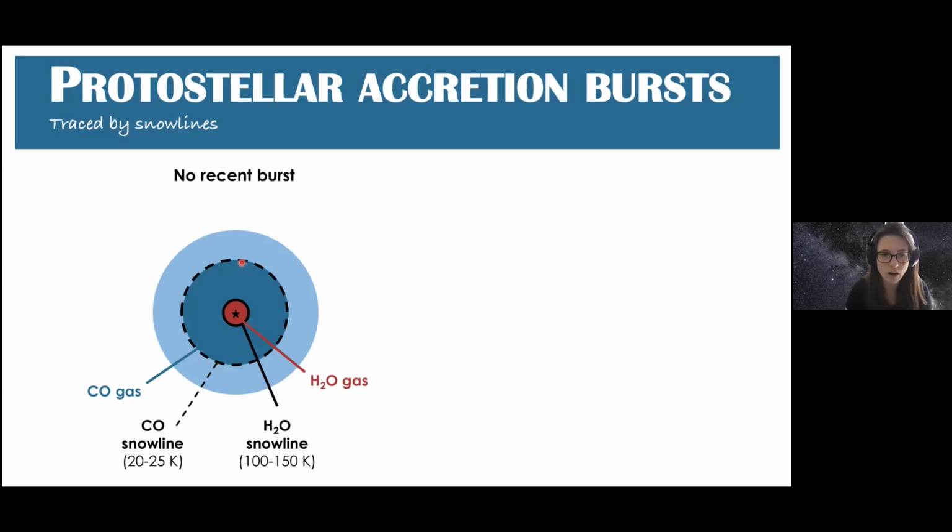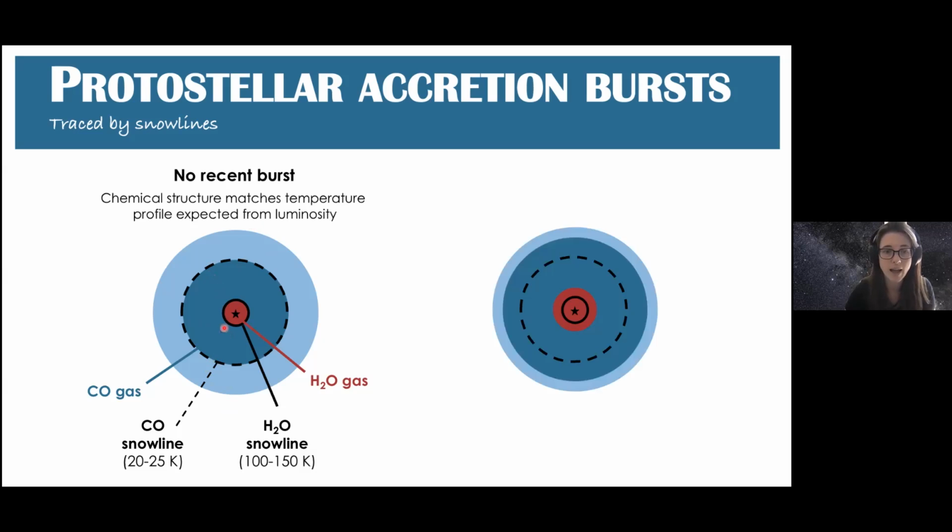And if the star hasn't undergone a recent burst, this chemical signature, so the region where we see water and where we see CO, will match with the temperature profile that we expect based on the star's luminosity. And that's just because these snow lines are basically temperature contours. However, if we had a recent burst, like I showed before, during the burst, the snow lines shift outward, and then after the burst, they will shift back in, but the freeze out needs some time.